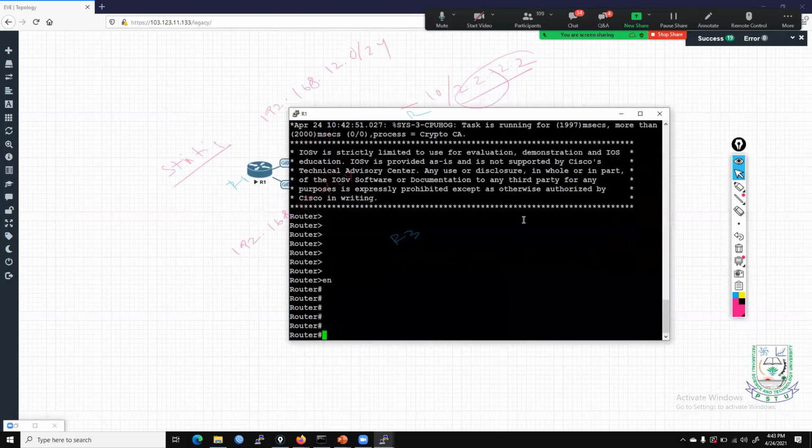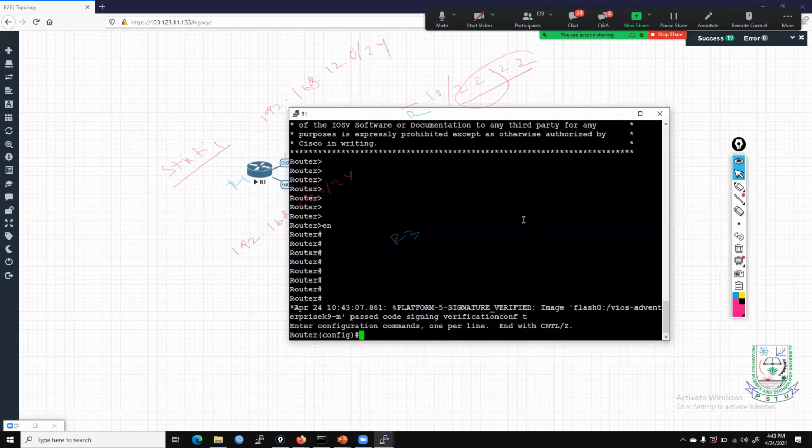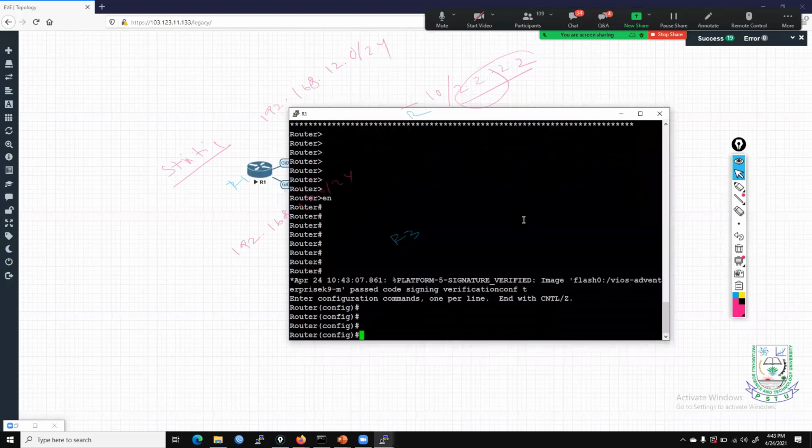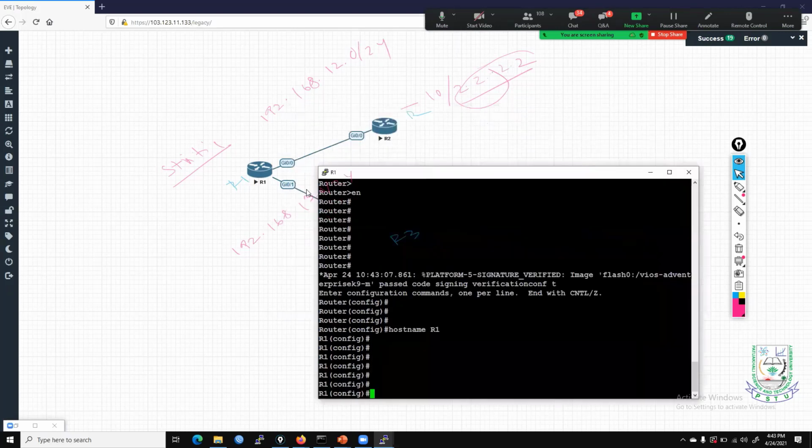Let's configure our topology first. So this is our router one. I can change the router name to R1 first. What we will do first is set the IP address of the interface that is connected to R2. The IP address of gig 0/0 would be 12.1, right? So interface gig 0/0.